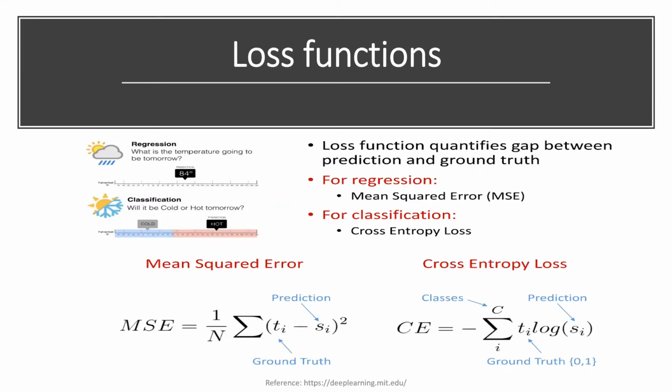For regression, the commonly used loss function is the mean squared error, and this equation shows you how to get it. Then we also have classification, where we use the cross entropy loss. This equation shows you how to get the cross entropy loss, but basically it's just the prediction minus the ground truth. That is it in short.